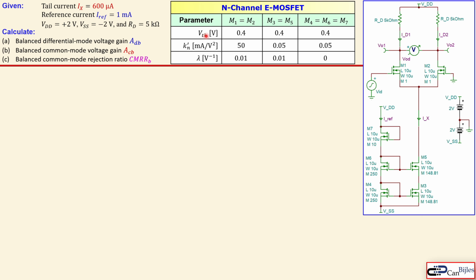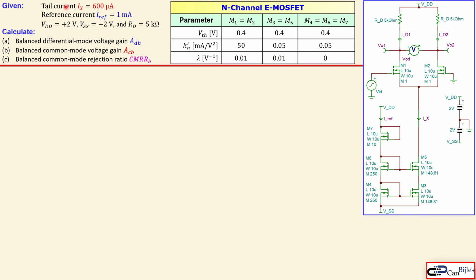The threshold voltage for all transistors is 0.4 volts. The K sub N prime, which is the smaller k, is 50 milliamps per square volts for M1 and M2. For the others, this is 0.05 milliamps per square volts. The channel length modulation is 0 for these 3 transistors, M4, M6 and M7, and for the others it is 0.0 volts inverted.